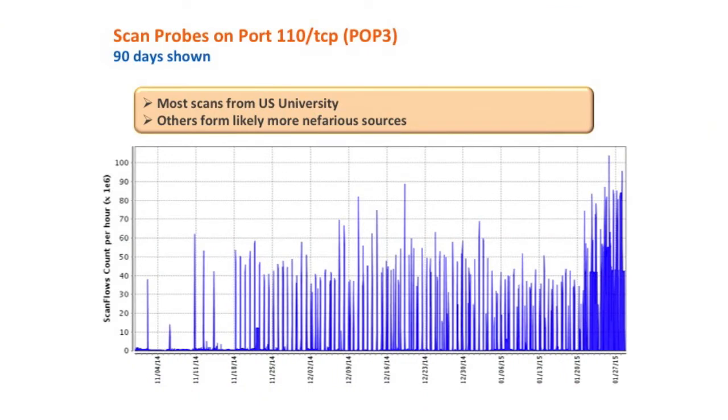Taking a little bit of a closer look at the POP3 activity, that's port 110 TCP. Most scans, again, in this case, were from a U.S. university, and there are others contributing to this that are likely more nefarious in terms of their intent. You can see the regular scanning activity, but in the last couple of weeks, we're looking at 90 days of activity, the density of that activity has increased significantly, hence the reason it showed up on our top 10 report.